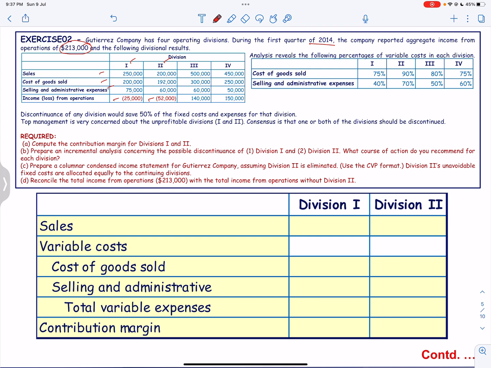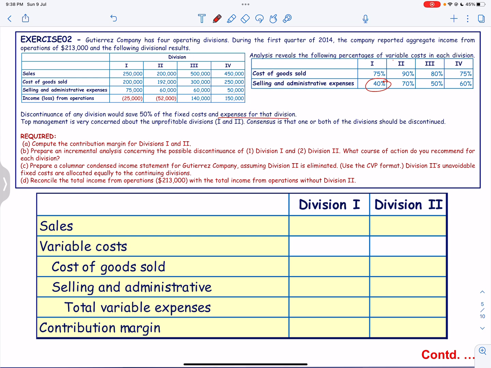and you can see that division 1 and 2 are making a loss, while division 3 and 4 are generating income. Analysis revealed the following percentage of variable cost in each division. So these are the variable costs for division 1, and they are 75% of cost of goods sold. Selling and administrative expenses, or rather the variable selling and administrative expenses, are 40% of selling and administrative expenses. So we will look into each one of them in a while. Discontinuance of any division would save 50% of the fixed cost and expenses for that division.